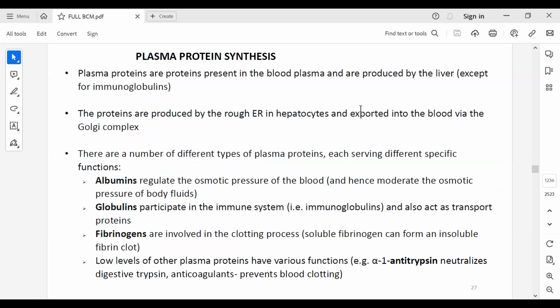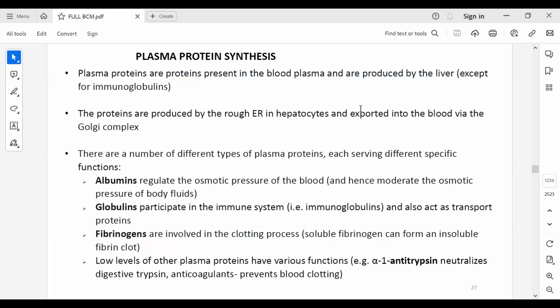There is also plasma protein synthesis. Some of these plasma proteins are albumins, globulins, fibrinogens. We already know how these play a role in our body. Albumin, being one of the biggest proteins in our blood, regulates the osmotic blood pressure. That's why you should never find albumin in the urine. If you do, then there is some problem with the kidney.